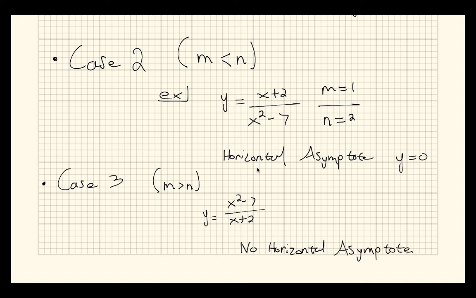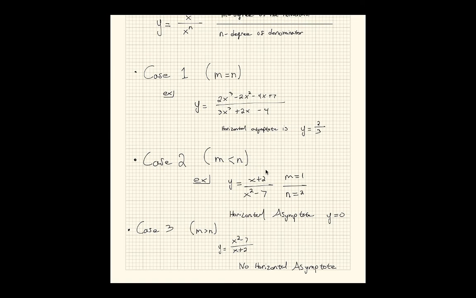Okay, so again, 3 cases. Case 1, if they're congruent, m and n are equal, divide their leading coefficients. If the top is less than the bottom, it's always y equals 0. And if the top is greater than the bottom, there's no horizontal asymptote. There's really one other case where you can have a slant, but we're not going to go over that in this lesson. We'll go over that later. But these are the 3 cases we need for this lesson, okay?